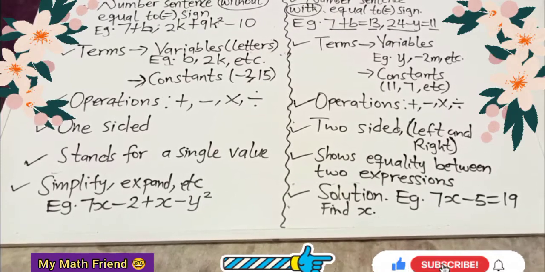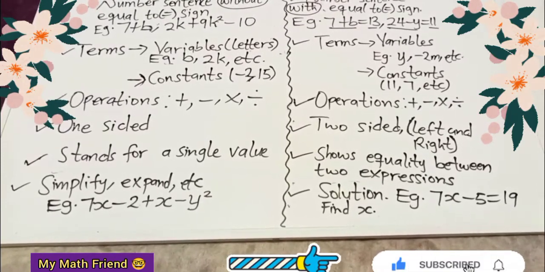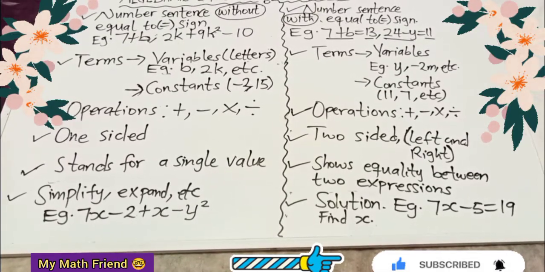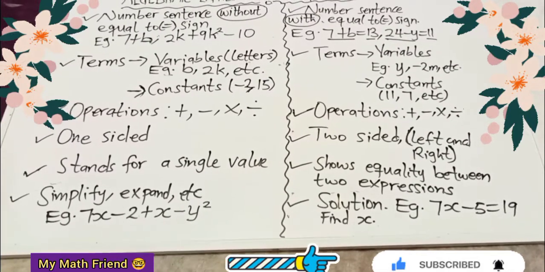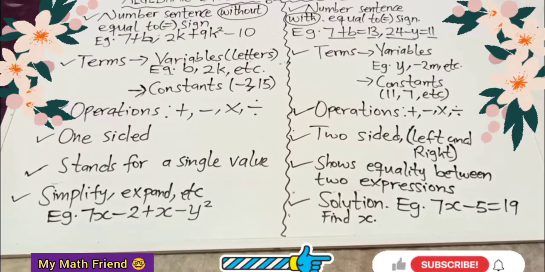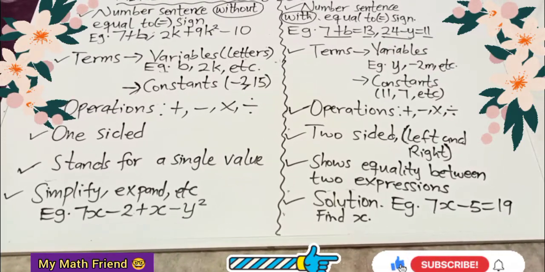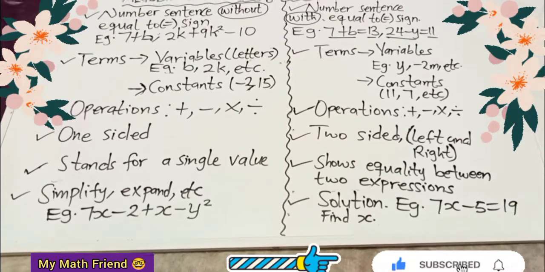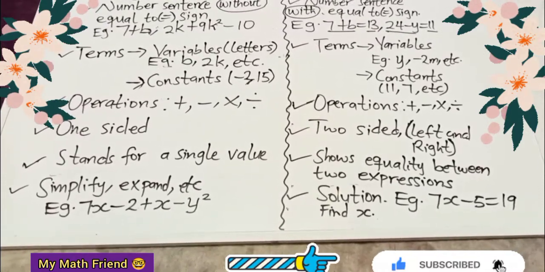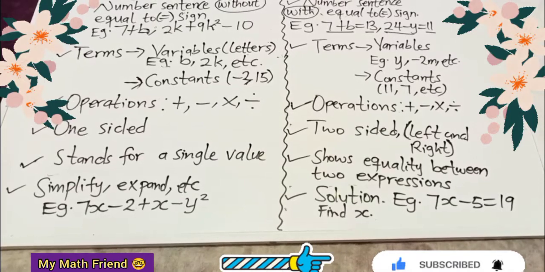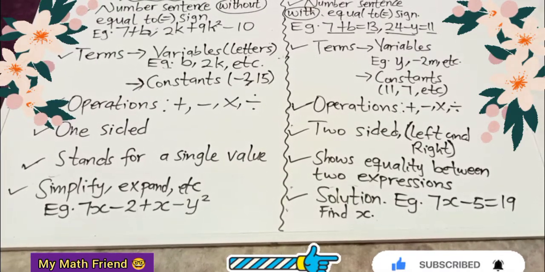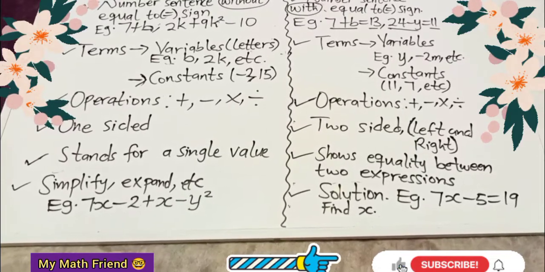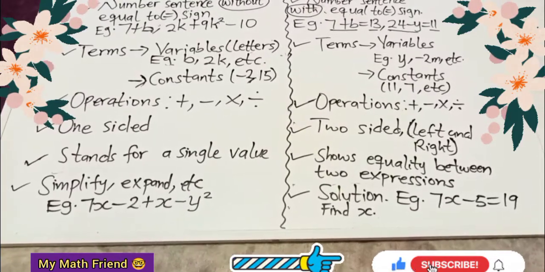Let's take note. The final difference we want to talk about is that with algebraic expressions, normally when you are given an algebraic expression, you'll be asked to either simplify, expand, or even factorize, and so on and so forth. Look at that example: 7x minus 2 plus x minus y squared. There's no equal to sign. You see that very well.